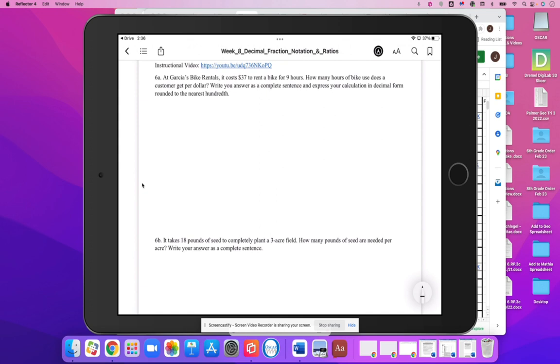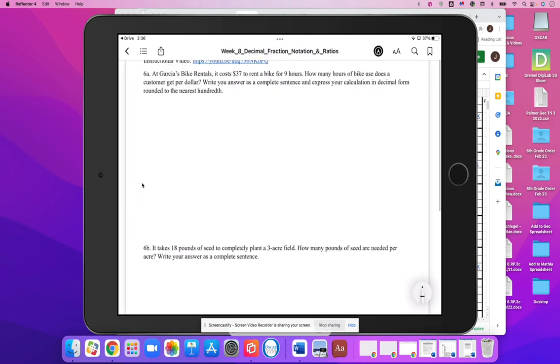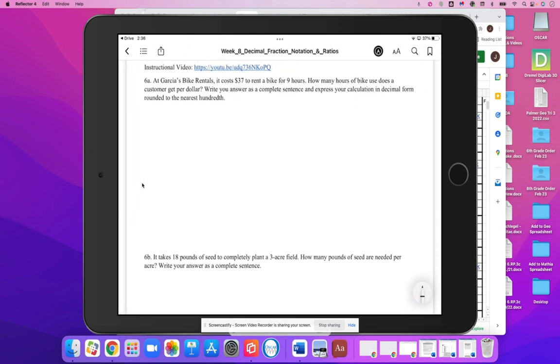Okay, I guess we need to write a complete sentence. That's fancy. Okay, so how many hours per dollar would be hours on top, dollars on bottom. So we're going to divide the hours by the money. And so we will have 9 hours inside our box divided by $37 outside the box. Put our decimal in the correct spot so we don't forget. We recognize that 37 does not go into 9, so we need to add a 0. It will go into 90 twice. That's going to be 74. That leaves 16 here.